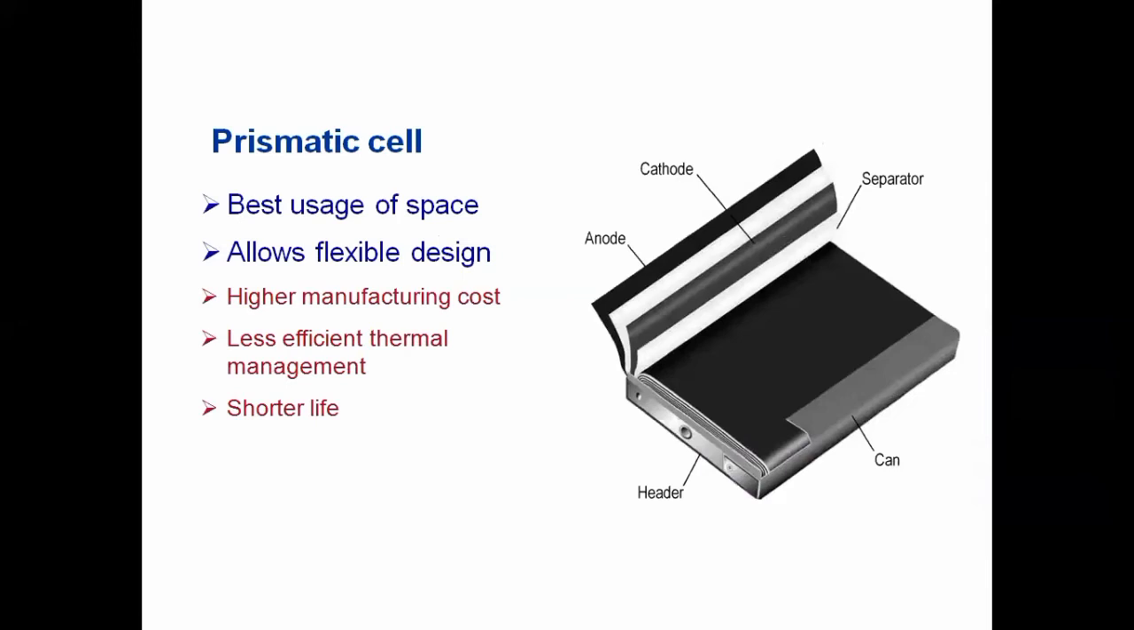Prismatic cell. It also makes very good use of space. Best usage of space allows flexible design. Higher manufacturing cost, less efficient thermal management, and also shorter life. So which battery is mechanically very strong? That is very much usable. The only disadvantage is that it is taking more space.